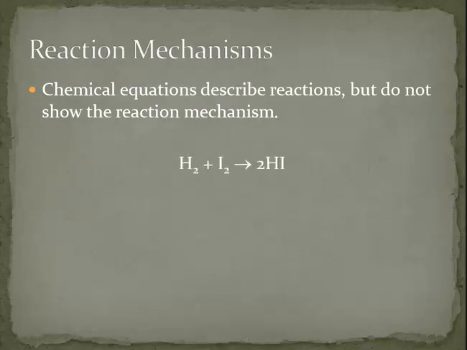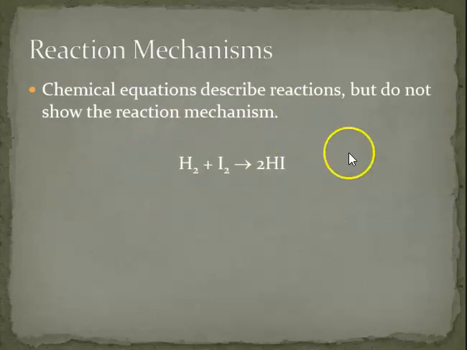So let's say I have H2 plus I2 makes 2HI. That's a chemical equation. That shows me what happens. But do you think it really is just an H2 and an I2 that come together and make 2HI? Maybe you've never even thought about it, but think about it. Do you think it happens just like it's written? Many, many reactions do not happen exactly as they're written.